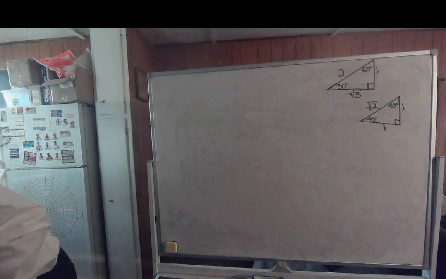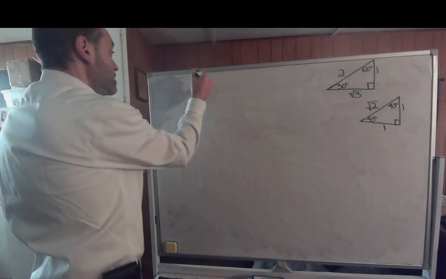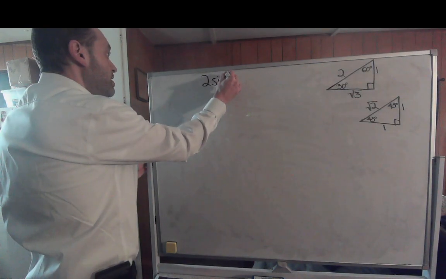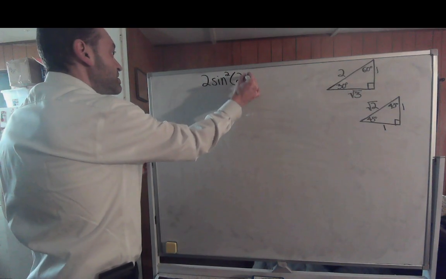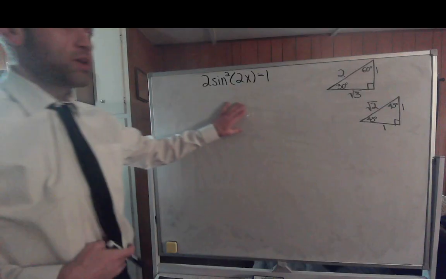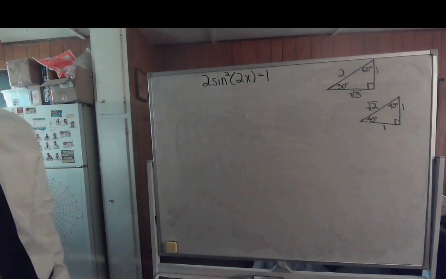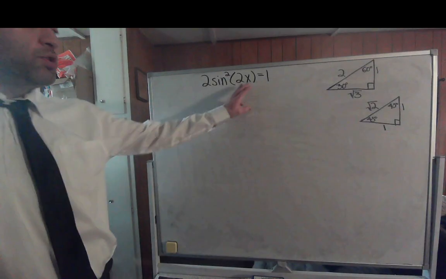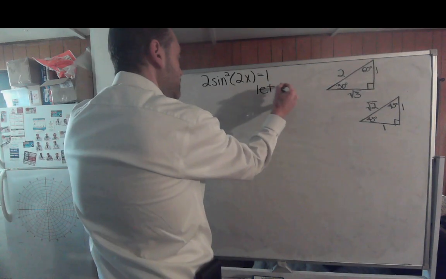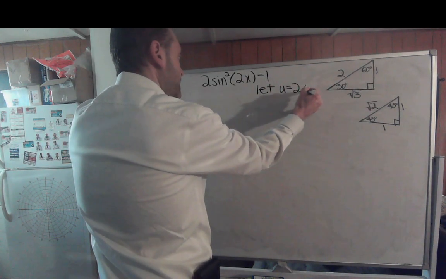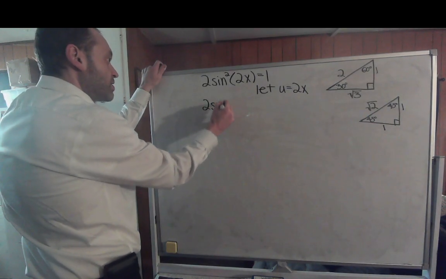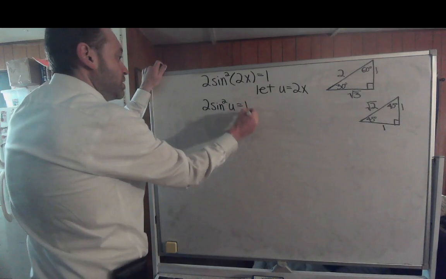Alright, so we have 2 times the sine squared of 2x equals 1. Well, start out again, let u equal your 2x. So always substitute that first. Let u equal 2x. So this would temporarily turn into 2 sine squared of u equals 1.